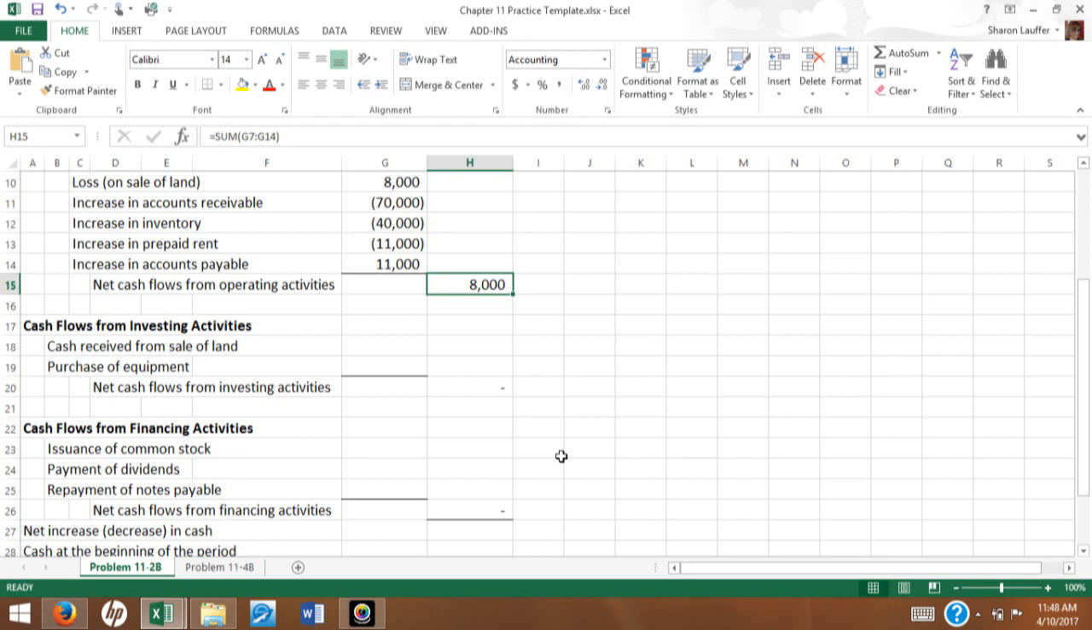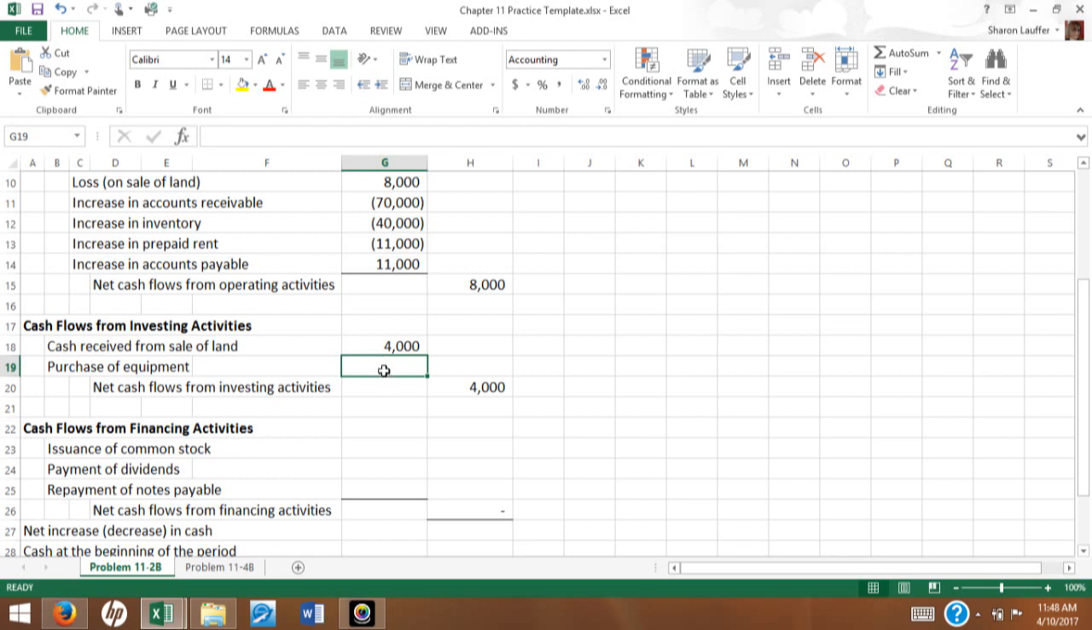So the cash we received from the sale of land was $4,000, and we're going to add that in, because that was a cash inflow from an investment. And investments, if you purchase or sell equipment, or you purchase or sell land, or you purchase or sell a building, or you purchase and sell any other kind of investment, those would be reflected in this section.